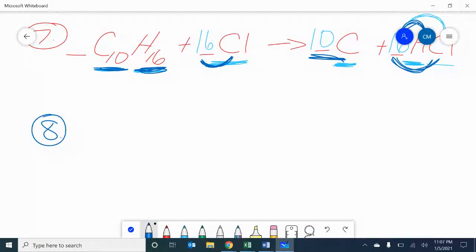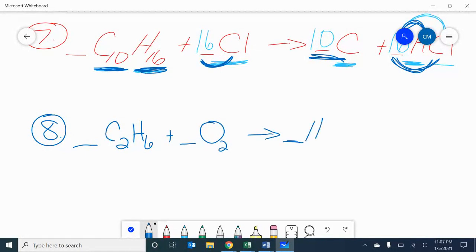Number 8. This is one that you will see every once in a while, and sometimes will stump you until you remember what type of reaction this is. Okay, so we've got C2H6 reacting with oxygen, and it's going to produce some water and some carbon dioxide.